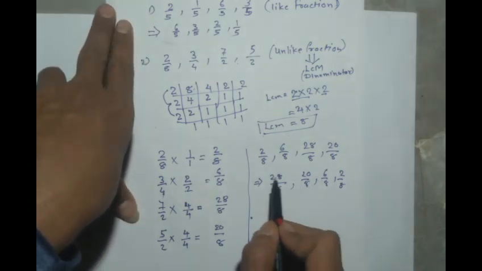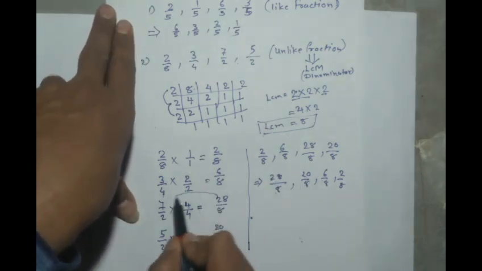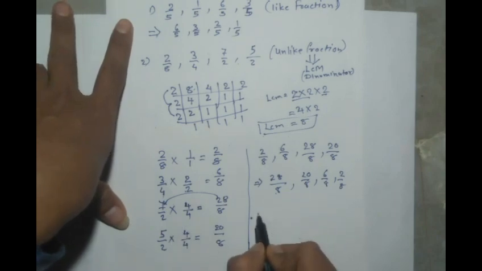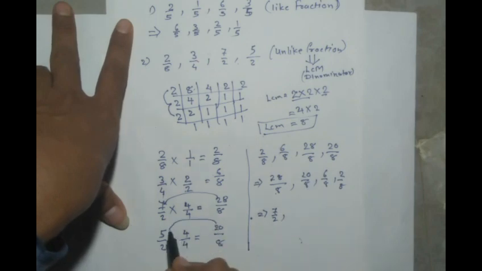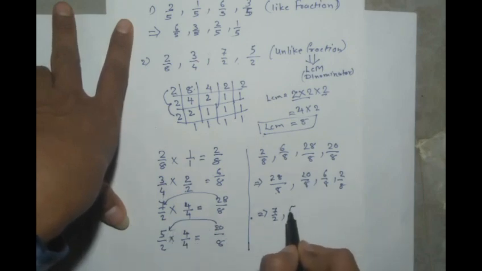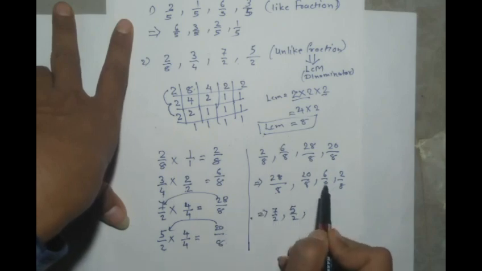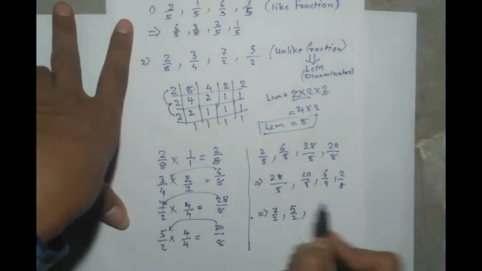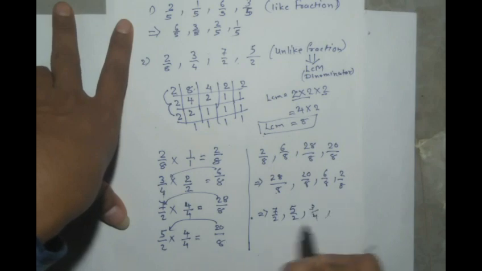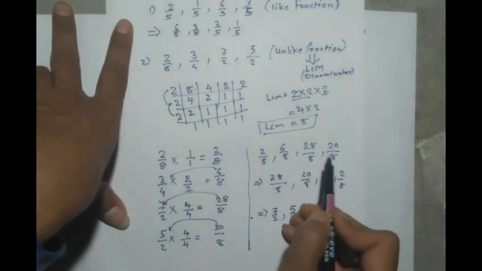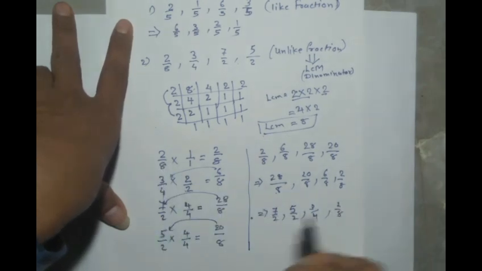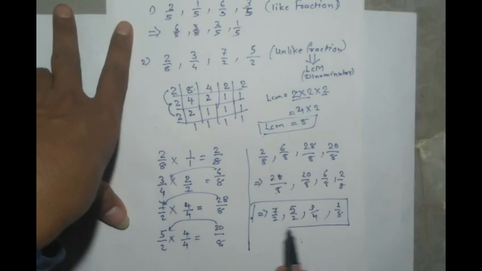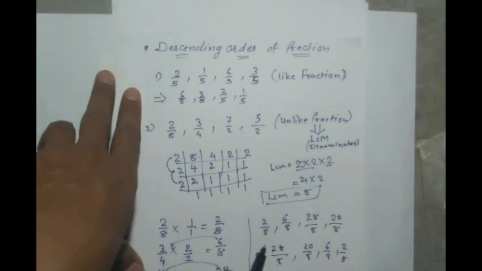Now 28 upon 8 means which fraction? You can see here, 7 upon 2. So we will write 7 upon 2 first. Then 20 upon 8 is equal to which fraction? 5 upon 2. 6 upon 8 means which fraction? 3 by 4. And 2 upon 8 means which fraction? That is the same, 2 upon 8. Now we get the answer in descending order for the given question.